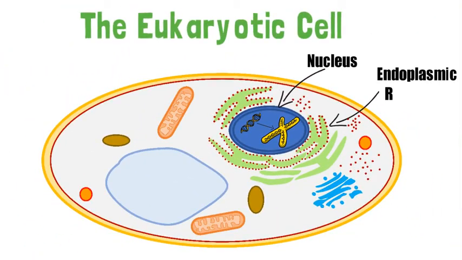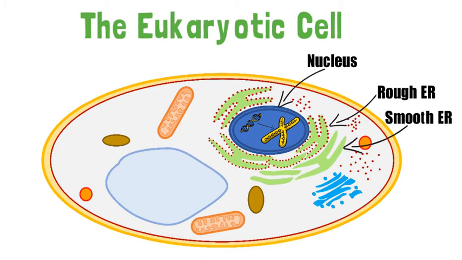Then we have the endoplasmic reticulum, abbreviated ER. The ER is the largest organelle in eukaryotic cells. It is made of a membrane system that continues from the nuclear envelope and has an interconnected array of flat sheets, also known as cisternae, and branched tubules. There are two types of ER, the rough and smooth endoplasmic reticulum.